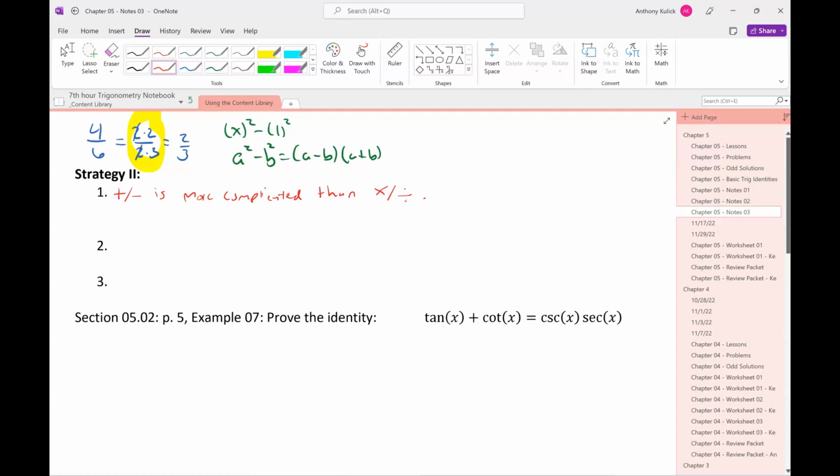We're going to consider addition and subtraction to be more complicated than multiplication and division. So when we talk about which side is more complicated, if I have 2 things added together versus 2 things multiplied together, the added side would be the more complicated side.